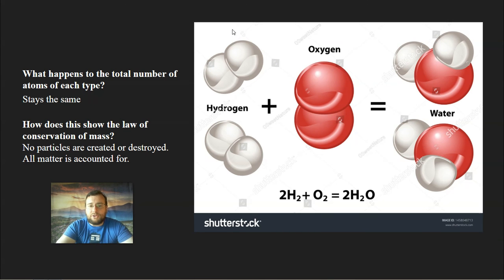You have 4 hydrogens on the left, you got 4 hydrogens on the right. You got 2 oxygen on the left, you get 2 oxygen on the right. This is the reaction of the formation of water, as hydrogen gas burns in the presence of oxygen to form water. So this is a synthesis of water reaction, right? Now, notice that this is obeying the law of conservation of mass because no particles are created or destroyed. All the matter is accounted for.